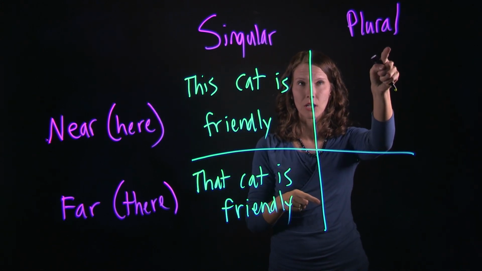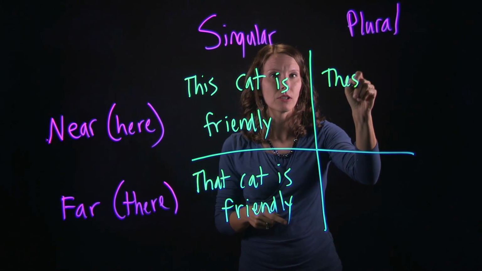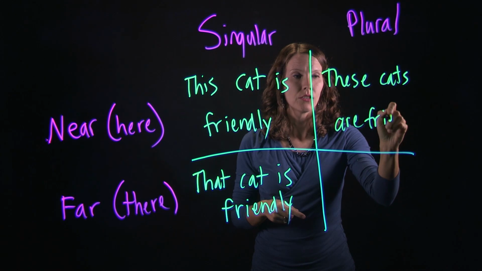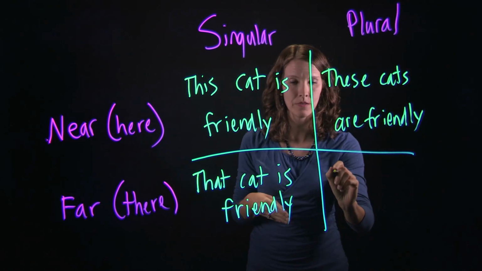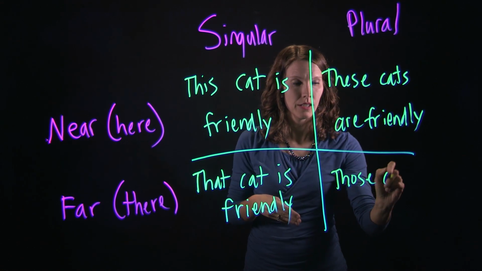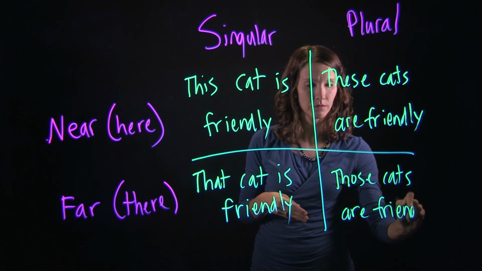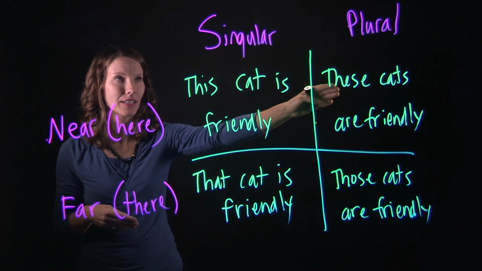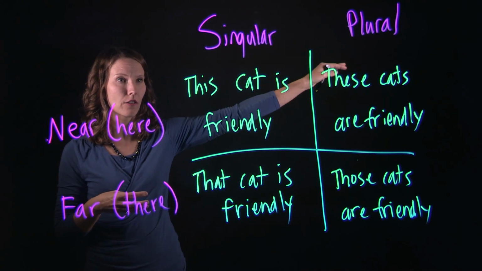If, on the other hand, I'm talking about a group of cats that are close to me, that's when I would use the word these. So in that case, they're a group of cats and they're close by. If I'm referring to a group of cats who are far away, that's when I would use those. So these cats, plural, are close to me. Those cats over there are far.